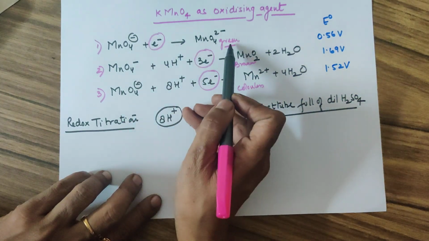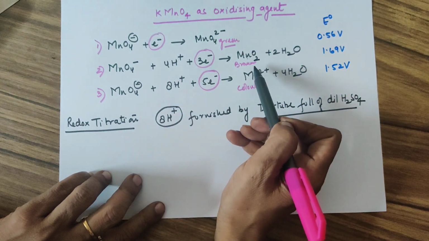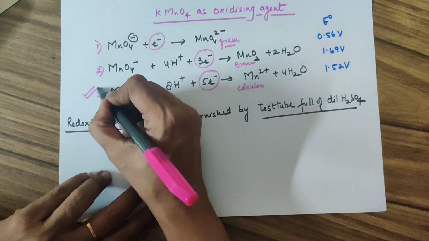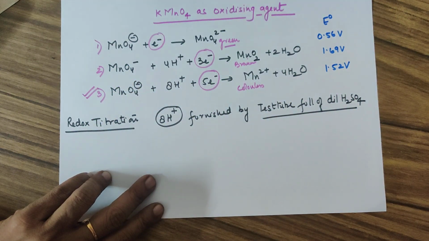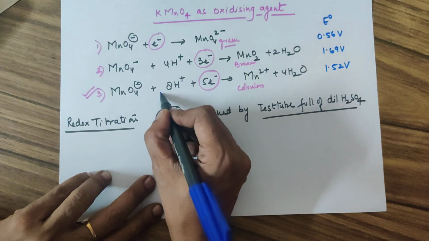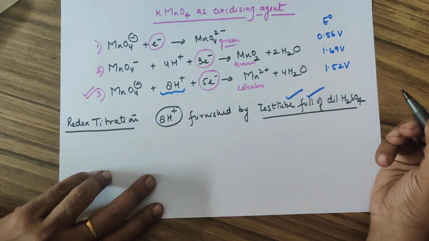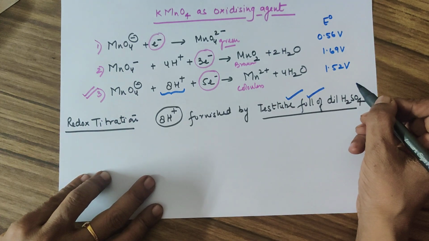If it gains one electron, green will form; if it gains 3 electrons, brown will form; if it gains 5 electrons, colorless will form. And we want this to happen for our titration to be done. That is the reason we require a large amount of acidic medium. That is the reason we add a test tube full of dilute sulfuric acid during the titration.